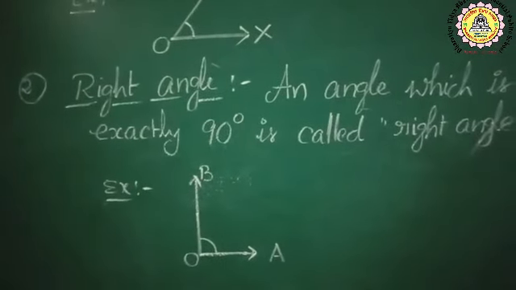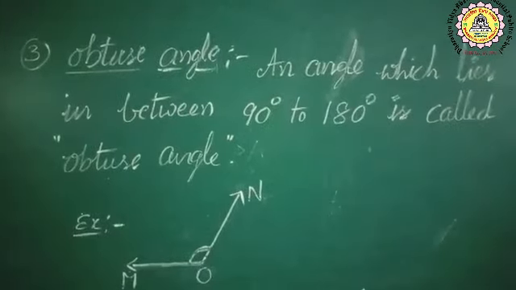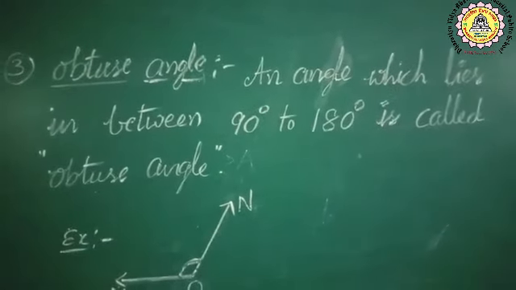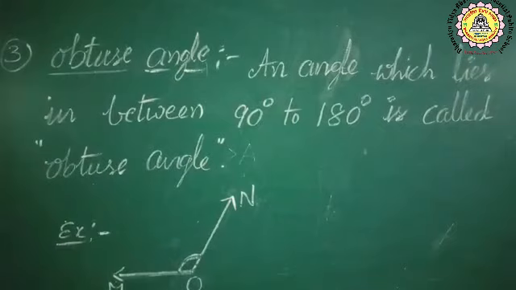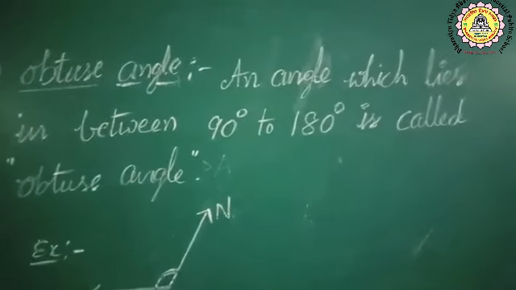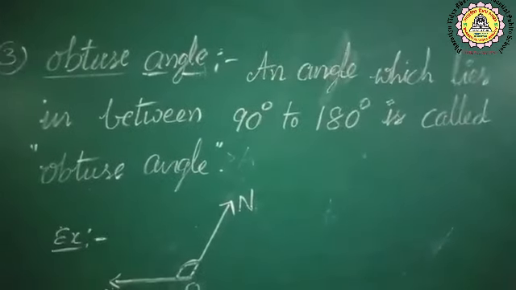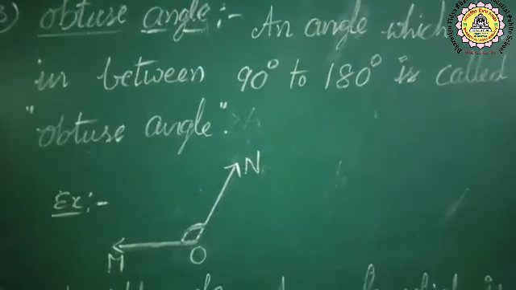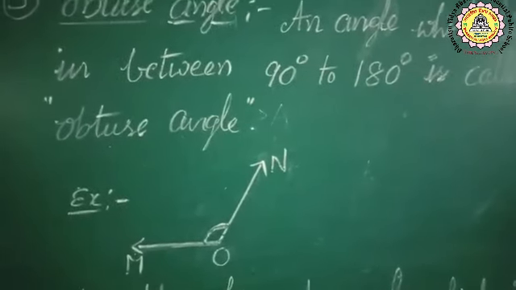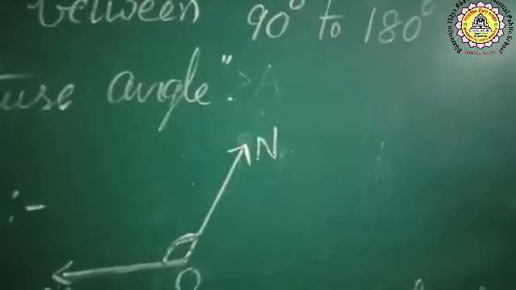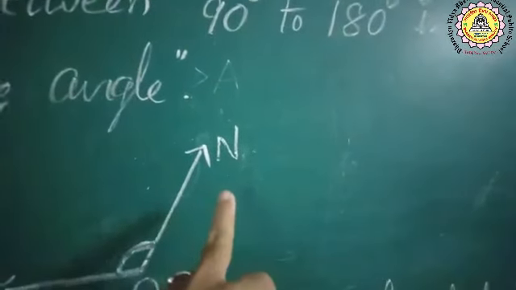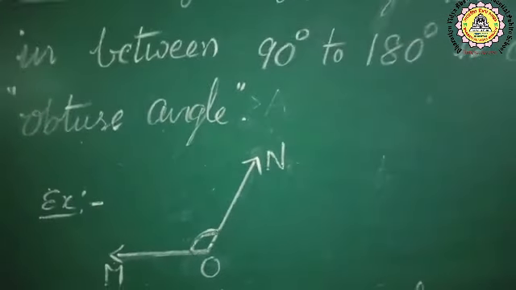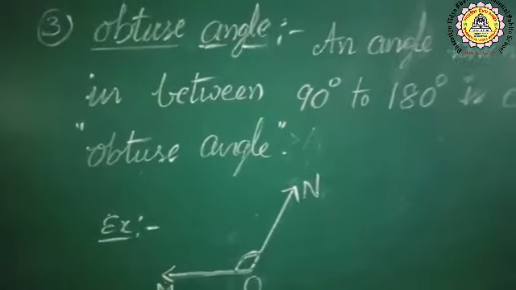Now let's move to the third one, obtuse angle. An angle which lies in between 90 degrees to 180 degrees is called an obtuse angle. And this is the example given here. See, angle MON or angle NOM. This is the example for an obtuse angle.